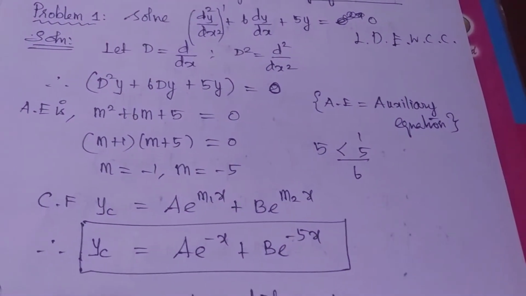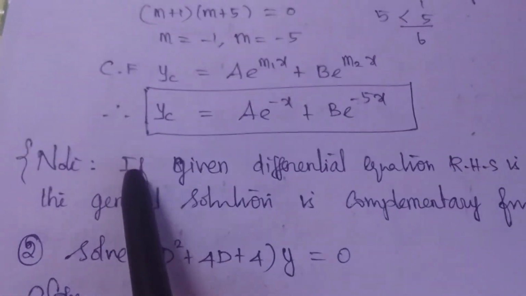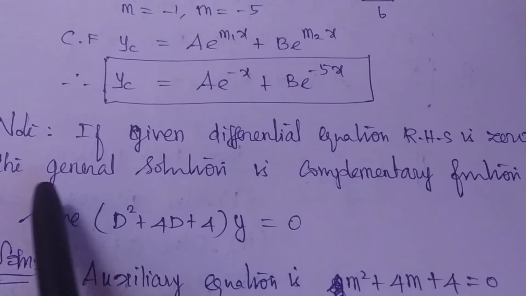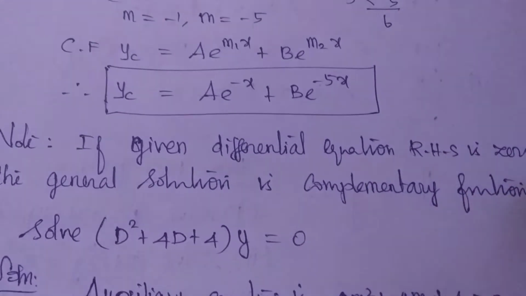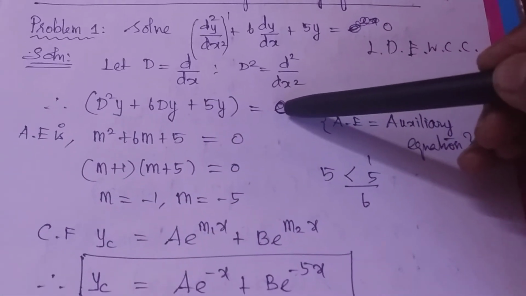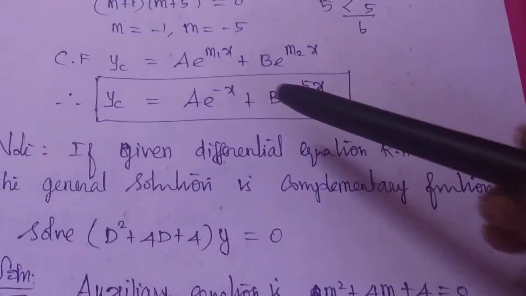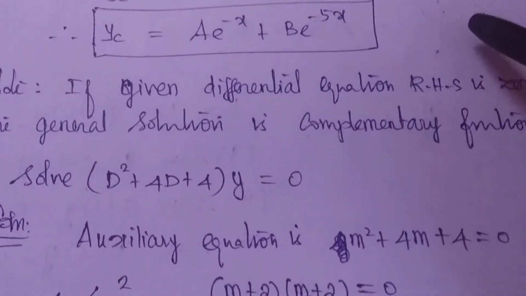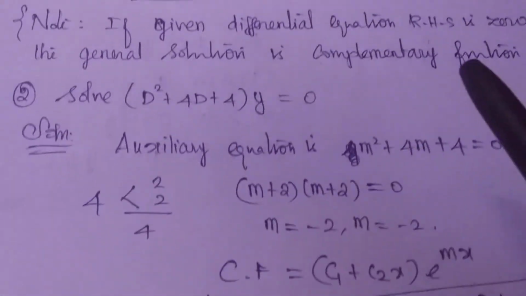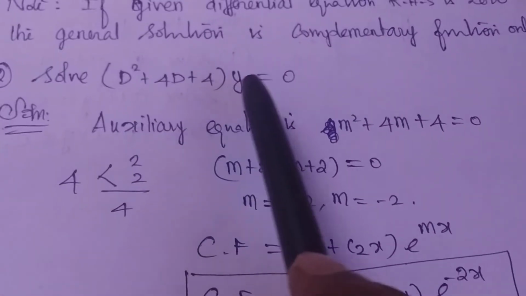Note: if in the given differential equation the RHS is 0, the general solution is the complementary function only. Since the RHS is 0, the general solution is the complementary function only, so there is no need to find a particular integral. Second problem: solve D square plus 4D plus 4 into y equal to 0.